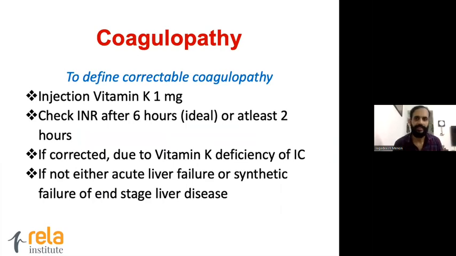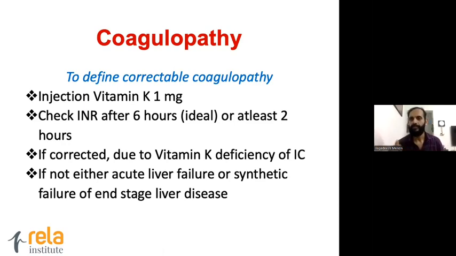What is coagulopathy? Hepatic-based coagulopathy is one that is not corrected with an injection of vitamin K. If you ask me how early it can be assessed, it is actually 2 hours, but the recommendation is 6 hours, to see if it is getting corrected, because factor 7, if it is due to vitamin K deficiency secondary to cholestasis, the INR will become normal.